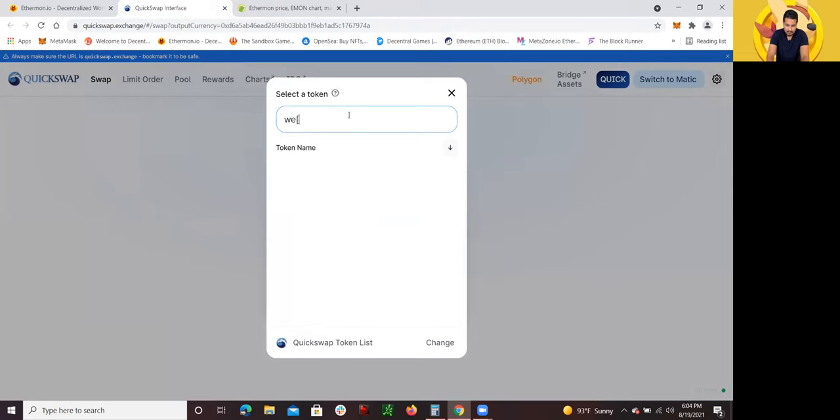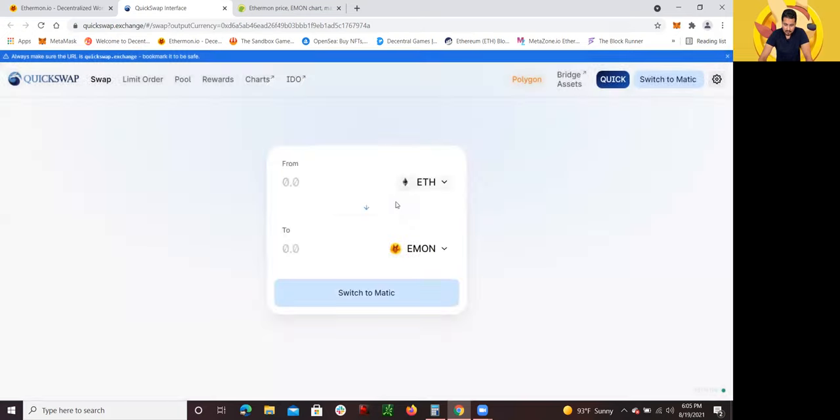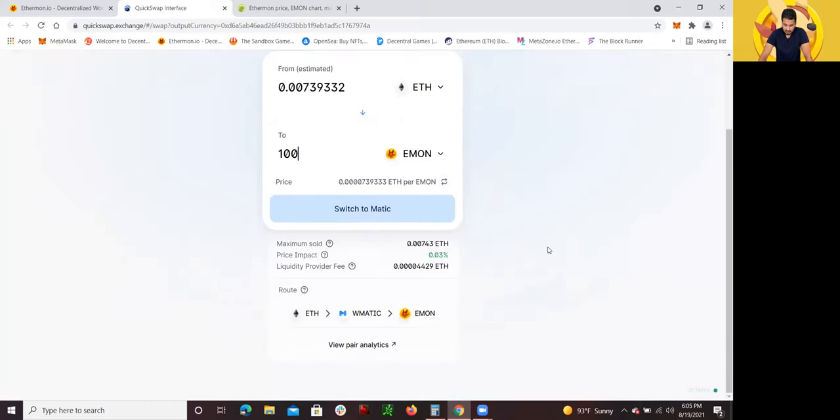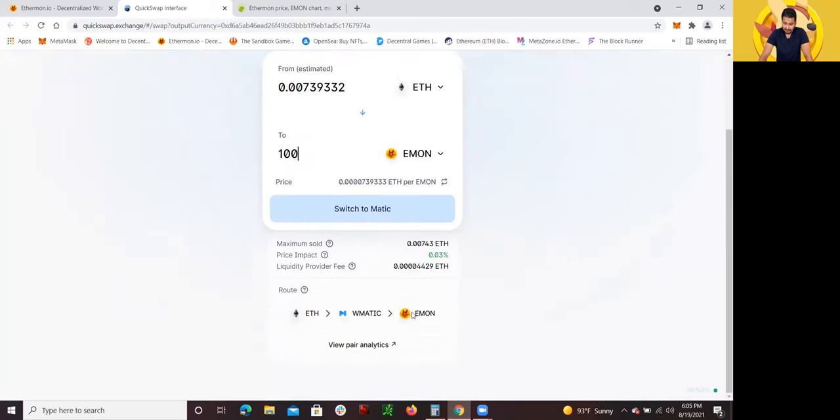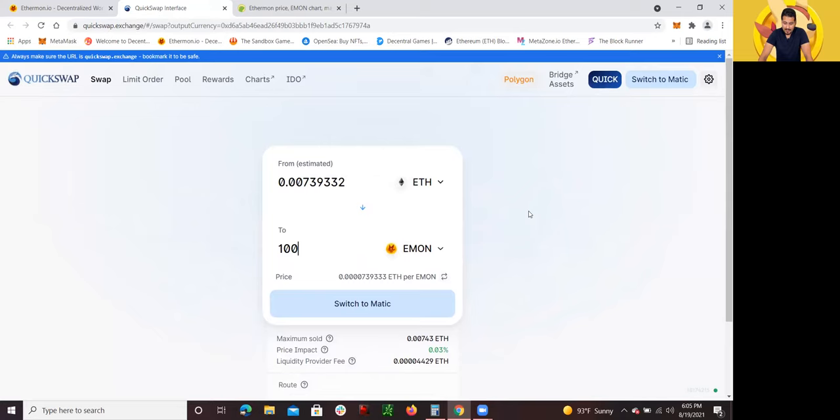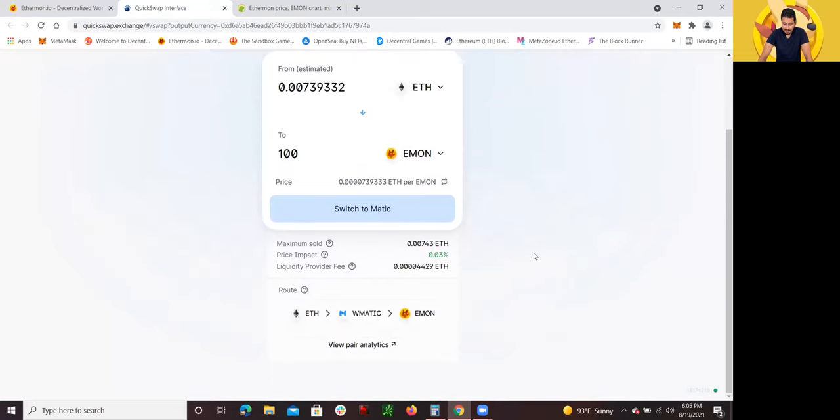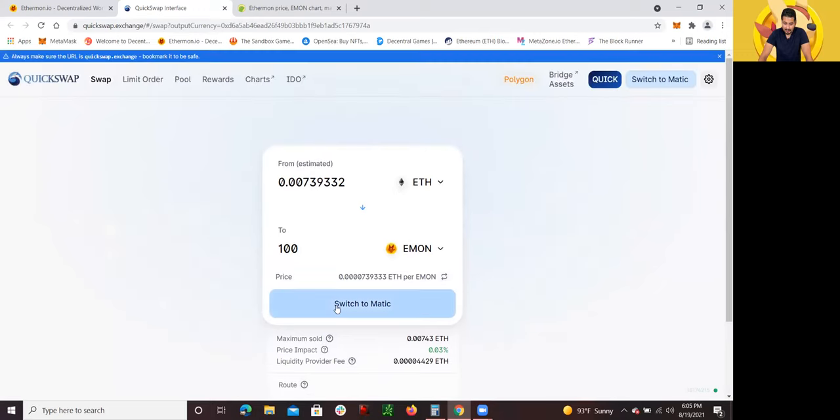Wrap Ethereum. Heat to EMON. So I'm going to put 100. And let's see if this works, because this might be cheaper. This might be cheaper because, again, guys, the other way is very, very expensive. So that's the reason why people use the Polygon network, the Matic network. So it's going to be Ethereum to the Matic to EMON. It's going to be more affordable, I guess you could say. So let's do that.